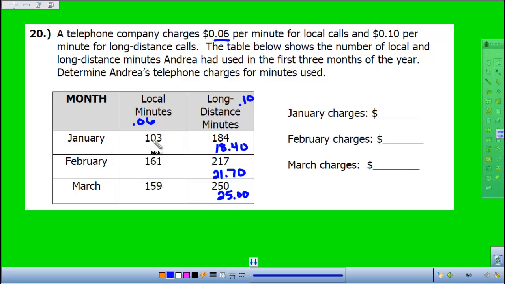Now January, go ahead and multiply 103 times 6 cents. 161 by 6, 159 by 6 cents. I'll do 1 for you. January, if we multiply 103 by 6 cents, we get $6.18. Now to get my total January cost, I add these two. And when I do that, I should get $24.58. You go ahead and try February and March on your own.